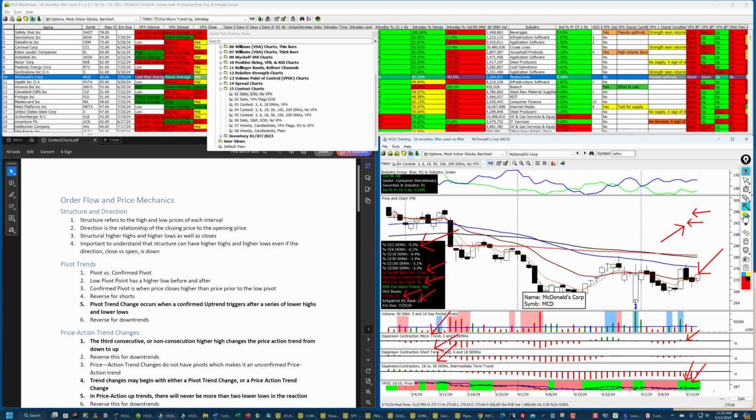Let me clear this out of here. And there's the 200, the 100, the 50, and the 18. So the fan is in a downtrend. It isn't as severe as far as the width here.